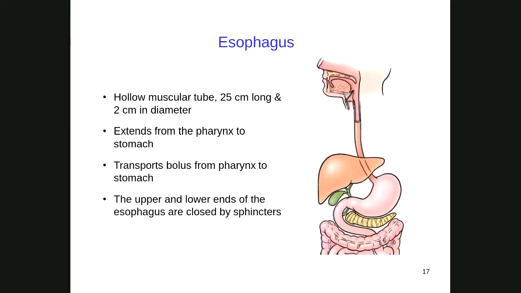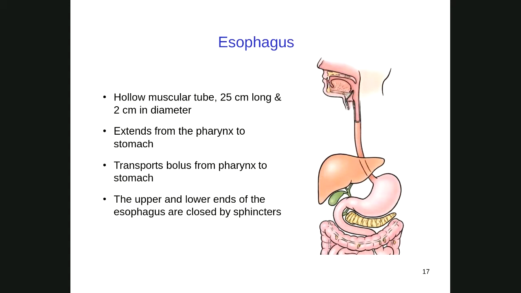So we have described the oral cavity, the teeth, the salivary glands. We have described the process of swallowing. And now we have reached the esophagus, which is a muscular tube. The length of that tube is 25 centimeters. The diameter is 2 centimeters. And it extends from the pharynx, the lowermost part, the laryngopharynx, down to the stomach. And as I mentioned to you, it doesn't secrete any digestive element. The function of it is to propel the food from the pharynx through peristalsis into the stomach.